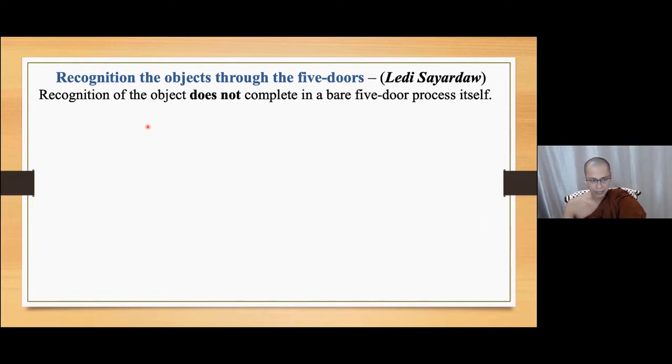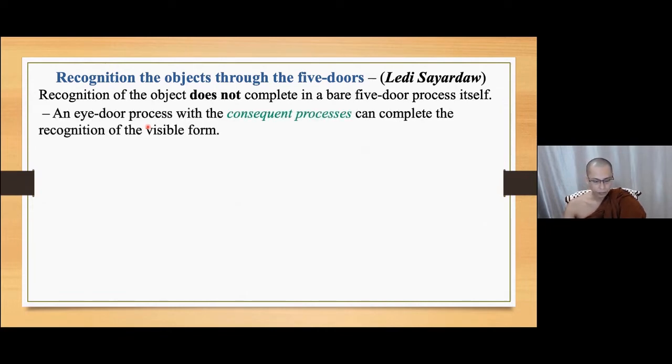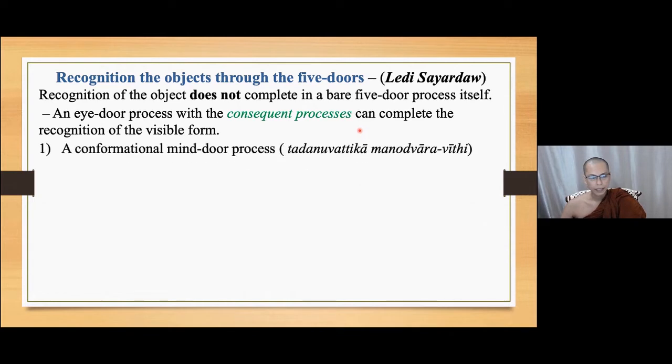So it needs another process, called the consequent process. The example is given: an eye-door process together with the consequent process can complete it. Without the consequent process, we just see, but we cannot recognize the objects properly. Okay, so what are the consequent processes? Let's see, the first one is the conformational mind-door process, called the Tadanovataka Manodara Viti.